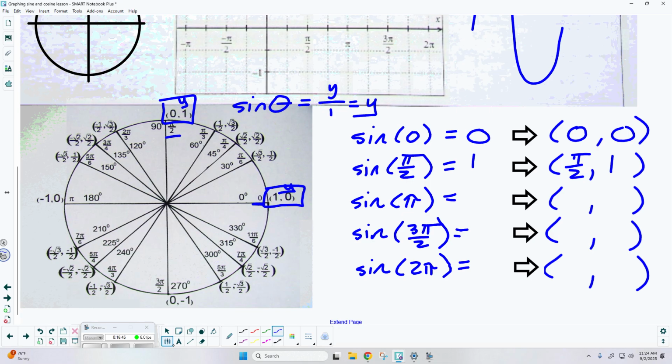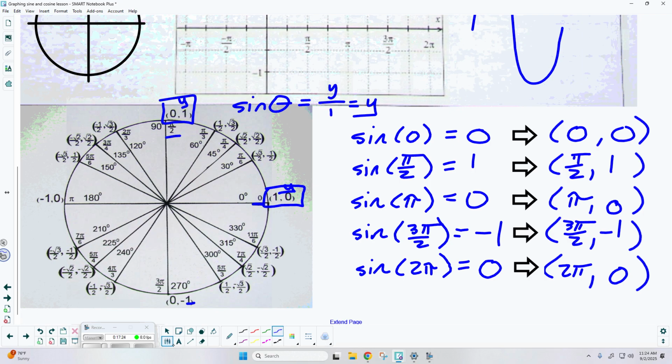Okay, so I'm using the unit circle all the way around. Let's do the next one. What's sine of pi? What's the y value at pi radians? 0. So now I have the ordered pair pi, 0. Okay. What's sine of 3 pi over 2? Negative 1. So that's why I have 3 pi over 2, negative 1, and finally 2 pi, which is coterminal with 0 radians. Okay. Sine of 2 pi would also give me 0. So we have 2 pi, 0.